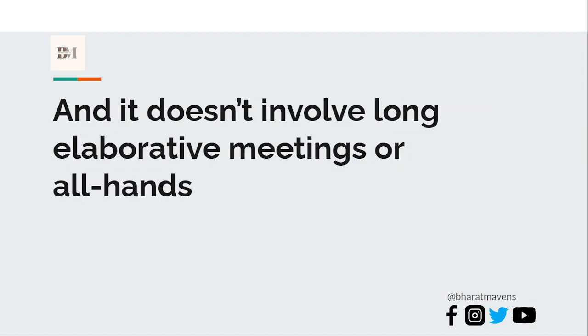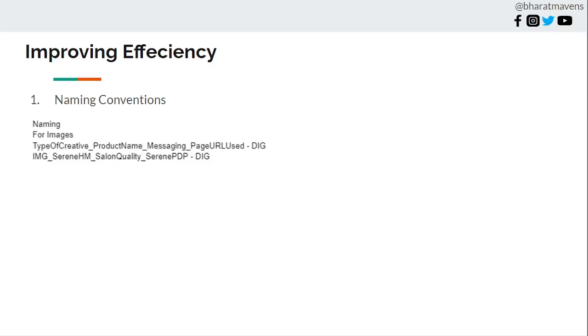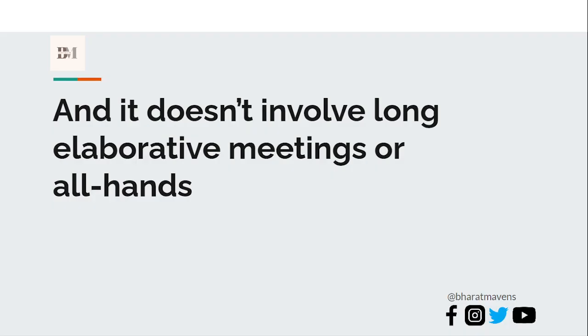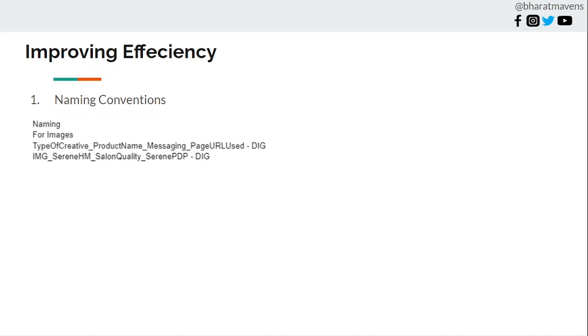long elaborative meetings or all hands. All that is asynchronous. So how do we do it? By improving efficiency. First step is naming convention. We establish a clear-cut naming convention for all the brands, that this is the only way we name the creative.